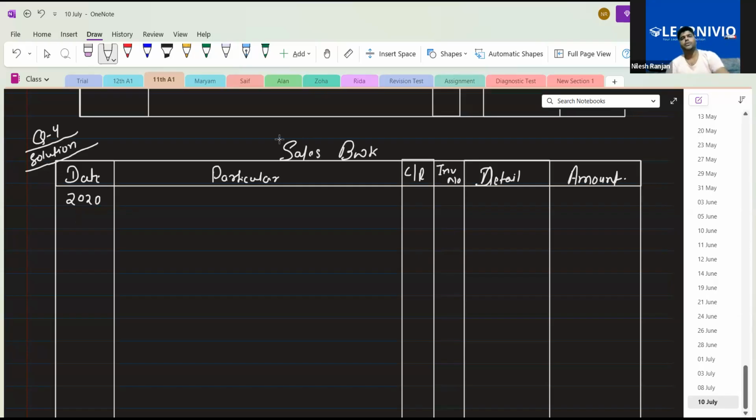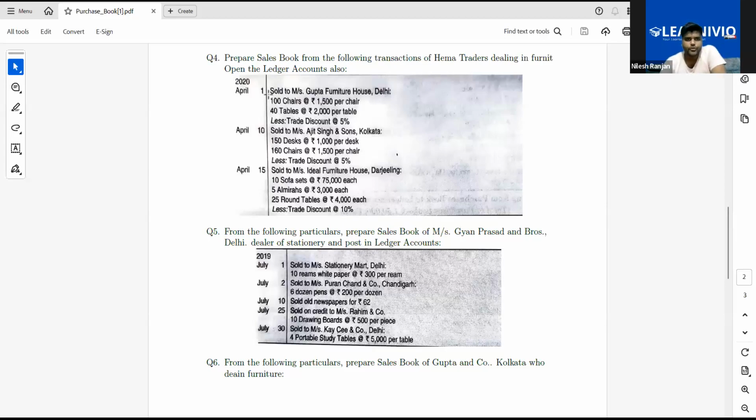So sold to Messrs. Gupta Furniture. First of all, before reading the transaction, we have to read what is the business. Prepare sales book from the following transaction of Hema Traders dealing in furniture. That is important. If she is dealing in furniture, then furniture is not an asset here. Furniture is goods. So sale of furniture or purchase of furniture will be treated in purchase book or sales book.